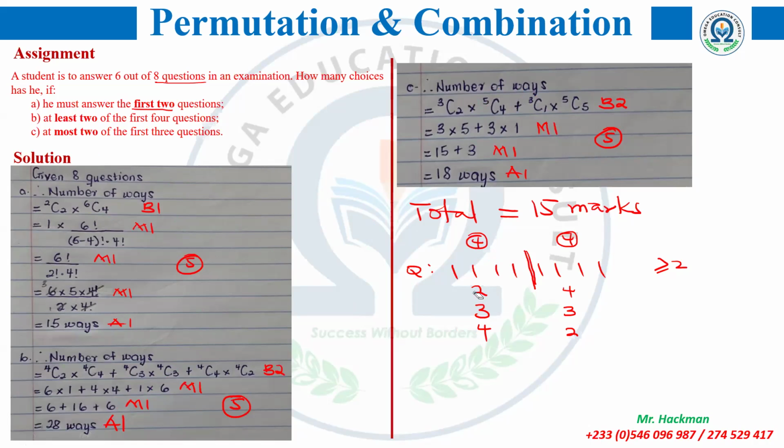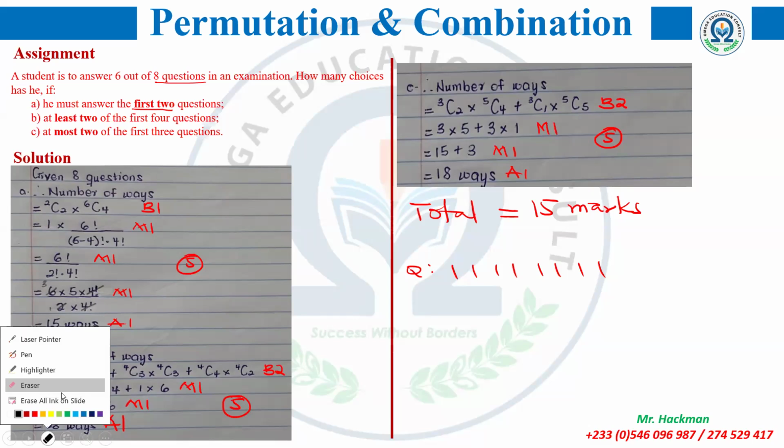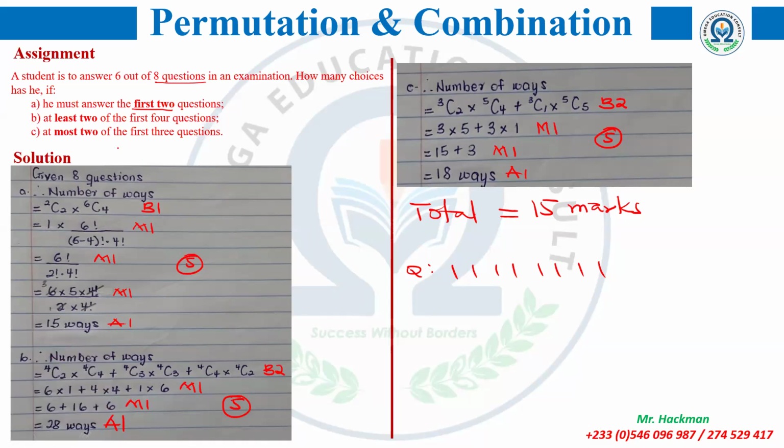So now we are going to look at the next one, the C. Obviously the condition is going to change. This time around it is the first 3, and I have 4, 4. Apart from the first 3, there's another condition, so there are a lot of constraints there: at most 2 of the first 3. So your line must be drawn here. It means I have the first 3, and the next 5 questions.